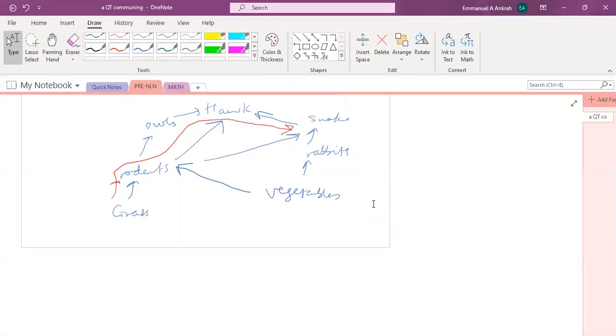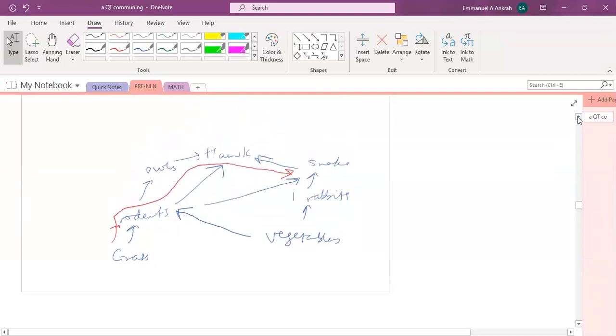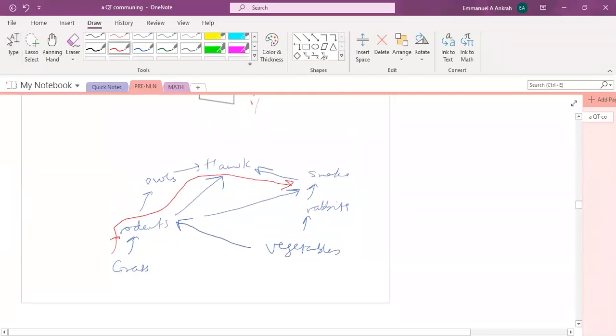If vegetables were removed from this food web, which of these results would be the most probable? You take out vegetables. So now vegetables are out, what would be the most probable result? A, the snake population would increase. B, the rodent population would die out. C, the grass would increase. And D, the rabbit population would decrease.